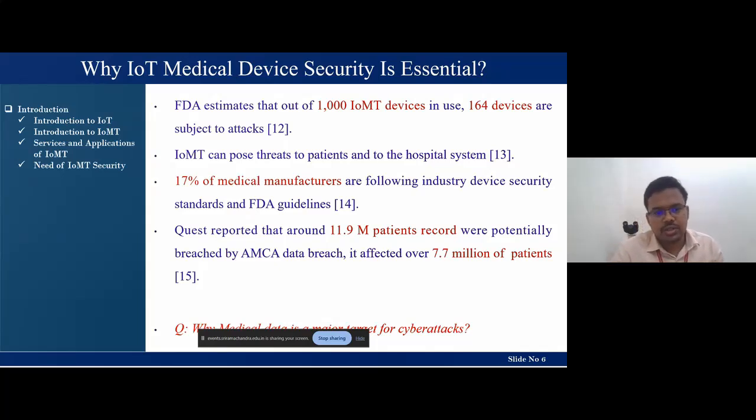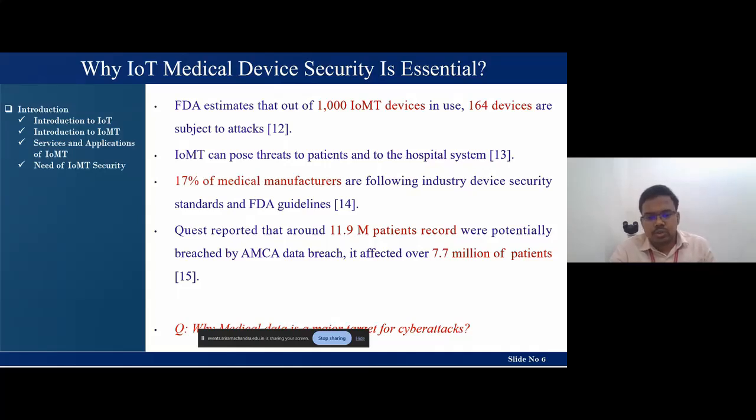The second major issue is the concern in medical device manufacturing. Only 17% of medical device manufacturers are following the industry device security standards, which are the FDA guidelines. The same FDA releases updated standards or guidelines every year, for example in 2024, for manufacturing medical devices, especially the software and firmware, with respect to security. If manufacturers fail to adopt these guidelines, or make configuration mistakes, that creates vulnerabilities. Obviously the vulnerability will lead to security attacks, then major security breaches.